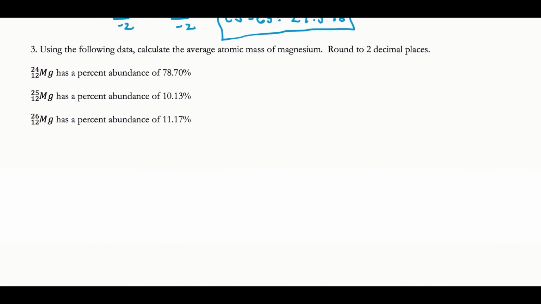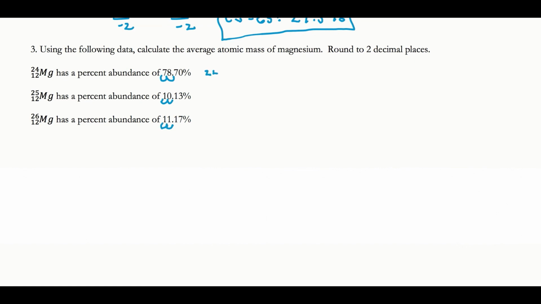Let's look at number 3. Using the following data, calculate the average atomic mass of magnesium. Okay, so notice I give you your mass numbers up top. So 24, 25, and 26 are the mass numbers. I'm going to move my decimal places 2 places. So 1, 2, 1, 2, and 1, 2. So this is just a traditional weighted average problem.